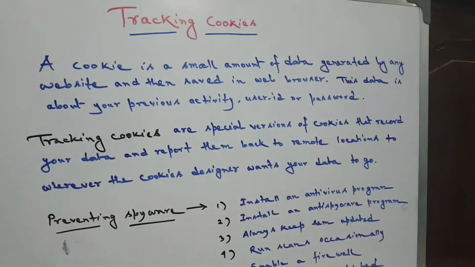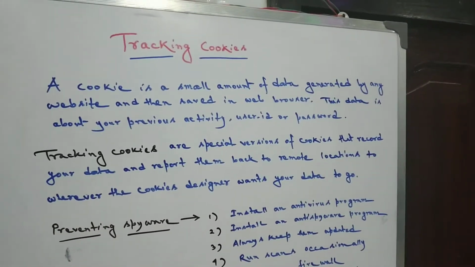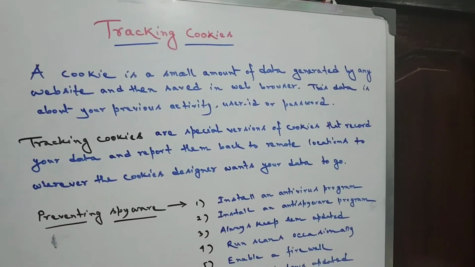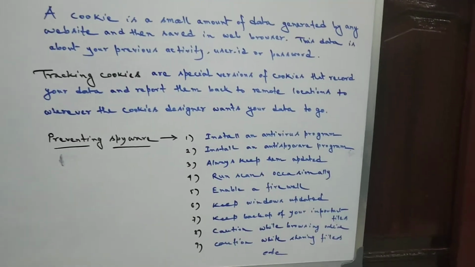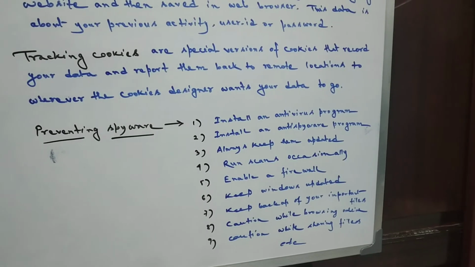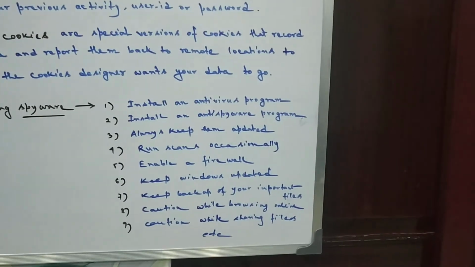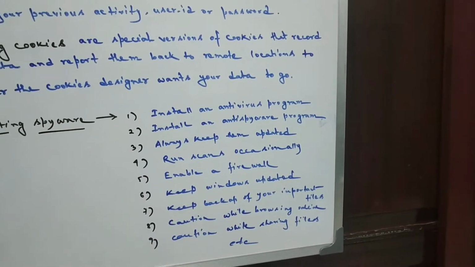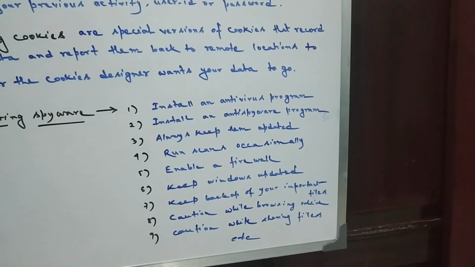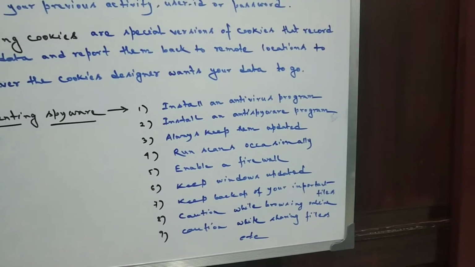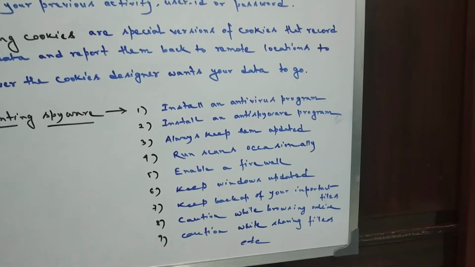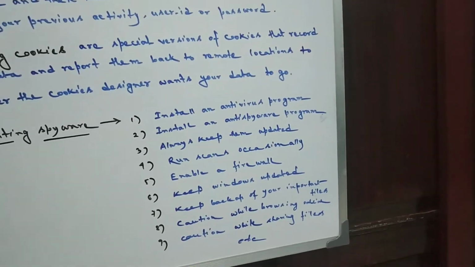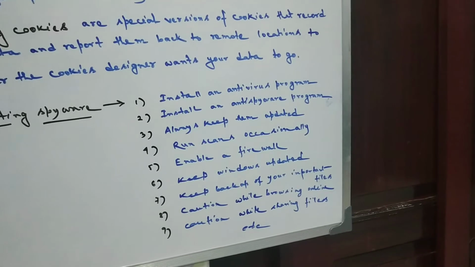Generally cookies are used for good purposes, but tracking cookies are a special version of cookies that are used for bad purposes. Now, how can we prevent this, or what is the way of preventing spyware? First, you have to install an antivirus program, and you have to install an anti-spyware program. Then you always have to keep them updated. That means you have to keep the antivirus program and the anti-spyware program updated. Then you have to run a scan occasionally to find out whether any files are infected or not.